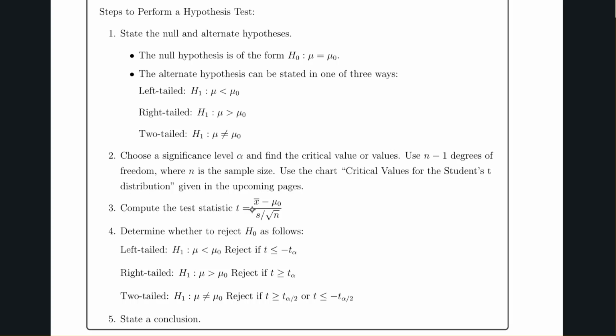Then compute the test statistic, x bar minus mu naught, divided by our sample standard deviation divided by the square root of n. And then we reject H naught based on the following things. For a left-tailed test, we reject if our found value of t is less than or equal to our critical value. For a right-tailed, we reject if our found value of t is greater than or equal to our critical value. And for our two-tailed, we reject if our value of t is greater than the positive or less than the negative. Visually, what does this look like in our normal distribution charts?